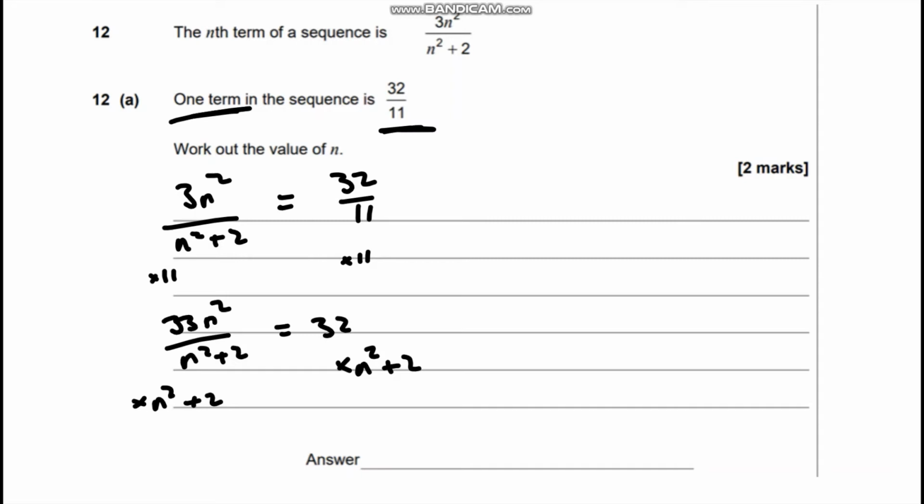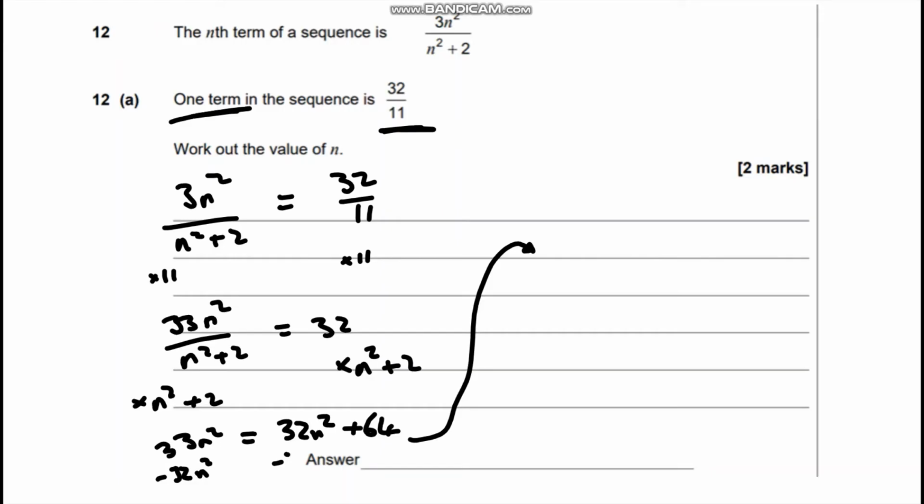So on the left, we're going to end up with 33n squared. On the right, we're going to have 32n squared plus 64. So I'll just go back up here for more room. I'm going to rearrange to get n on its own. So I'm going to take away 32n squared from both sides. Those are going to cancel. So we're going to end up with n squared equals 64.